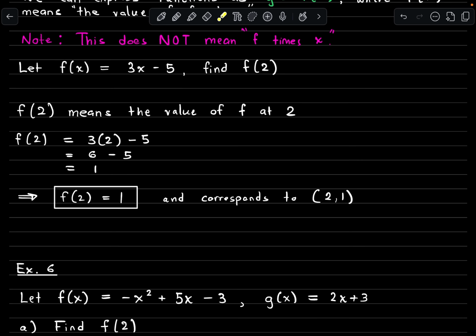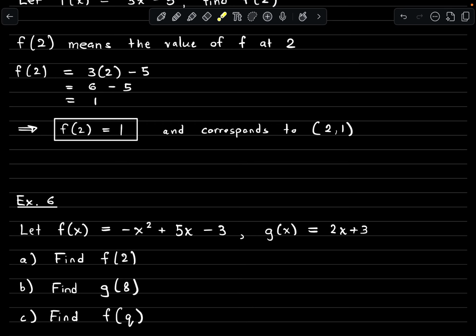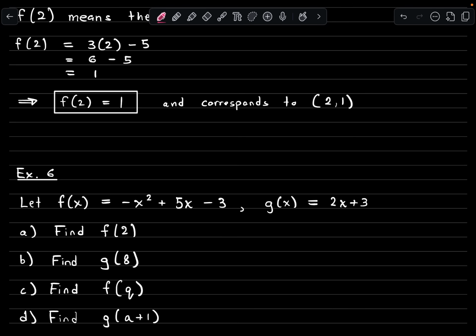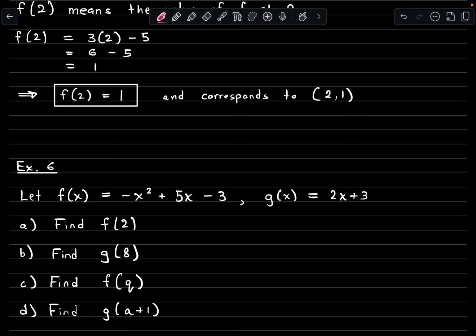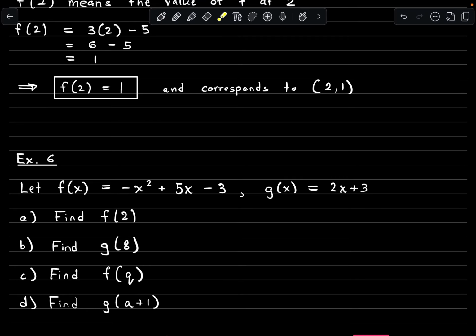Okay, so we've got example 6 here. Now they're saying let f of x equal negative x squared plus 5x minus 3. Let g of x equal 2x plus 3. And we have to find these values. So first find f of 2, find g of 8, and then find f of q. And then we've got a part D as well. Find g of a plus 1. Okay, so you can take a moment to try those on your own, and then we'll go over them. All right, let's take a look at the solutions.